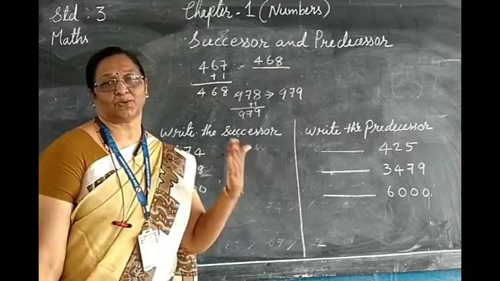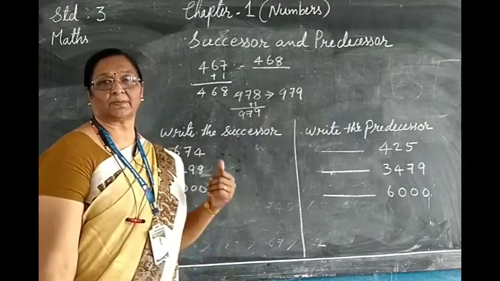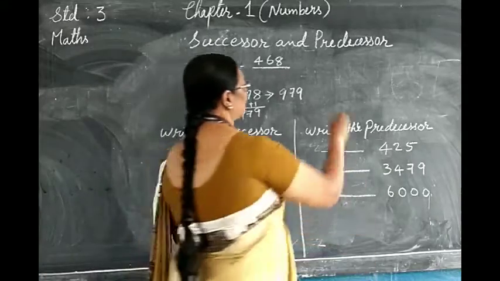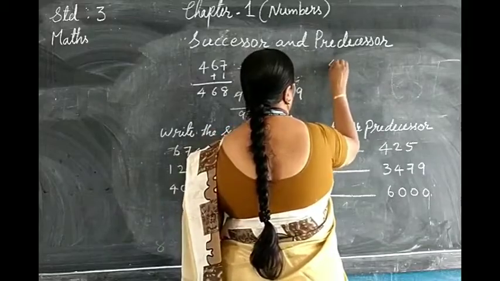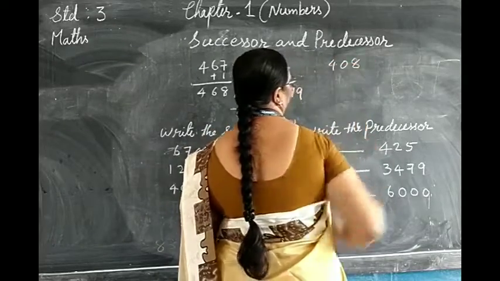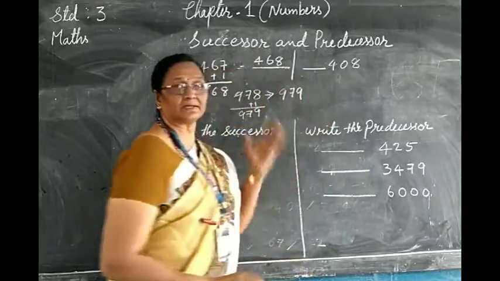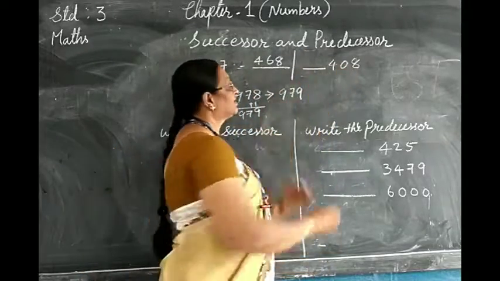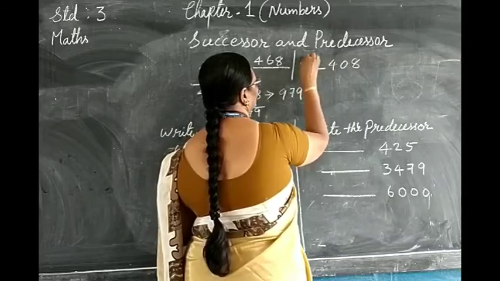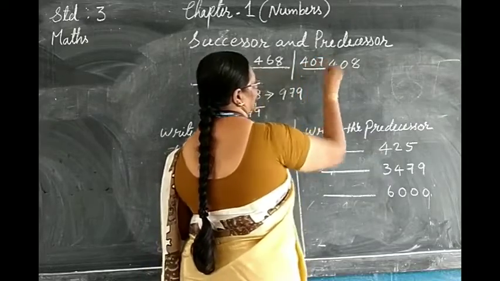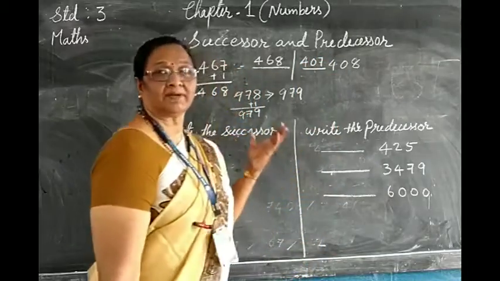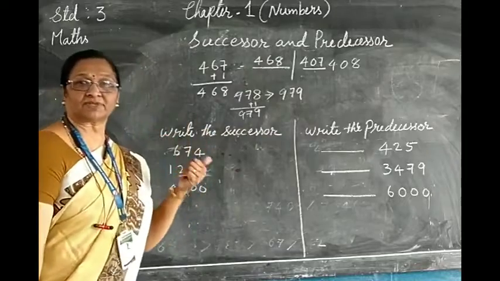Predecessor means you have to minus 1. Then tell me, 408. What is the predecessor of this? It is 407.